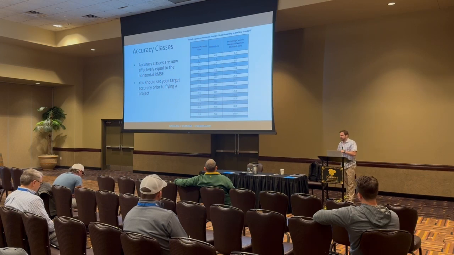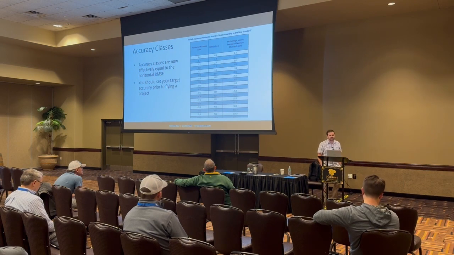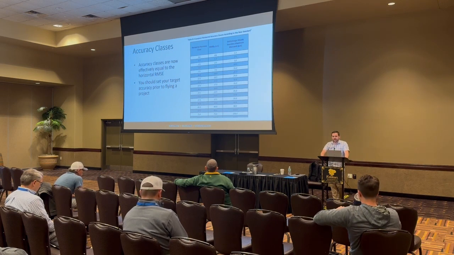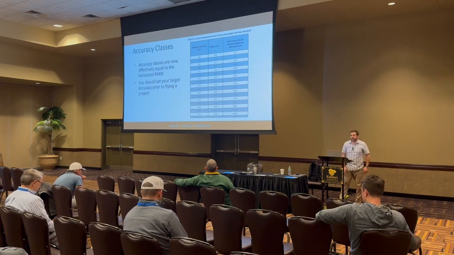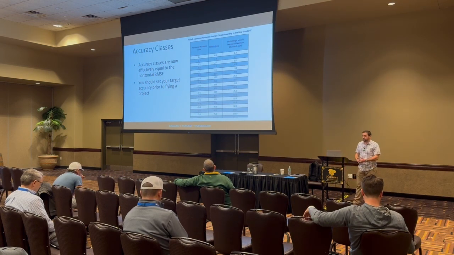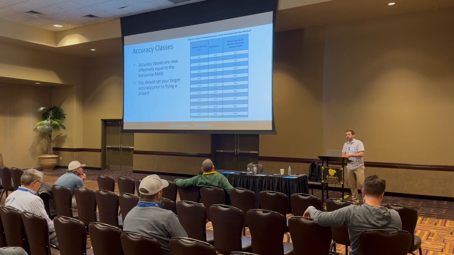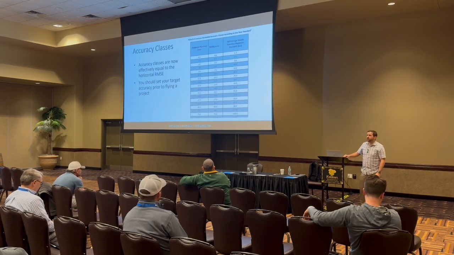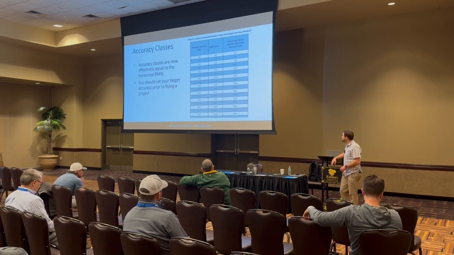So the next thing I want to talk about with accuracy is the concept of accuracy classes. I can go over this part pretty quick, because while accuracy classes like class 1 accuracy or class 2 accuracy used to be a bigger deal, they've changed the accuracy classes to effectively be equivalent to the root mean squared error that you're seeing. So those RMSE calculations of independent check shots, that's effectively what the accuracy is. And you should set your target accuracy prior to flying a project. I'll talk about that a little more in the best practices section, about how to set your target accuracy and what target accuracy means.